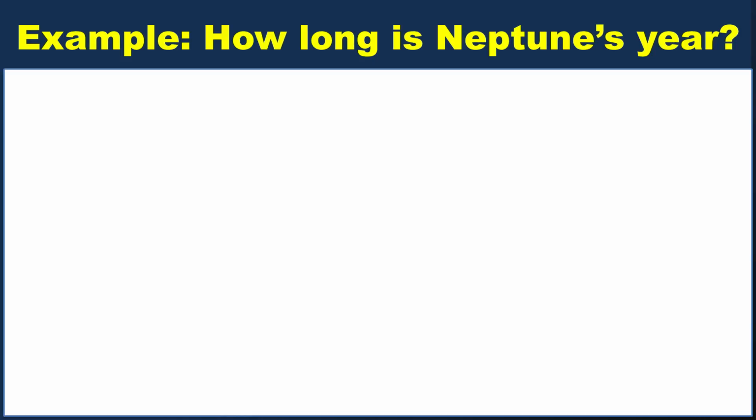I wanted to run through an example of using Kepler's third law of orbital motion to compute the length of the planet Neptune's year, namely how long it takes Neptune to go around the Sun. So here's the Sun, here's Earth, not to scale, and here's Neptune.